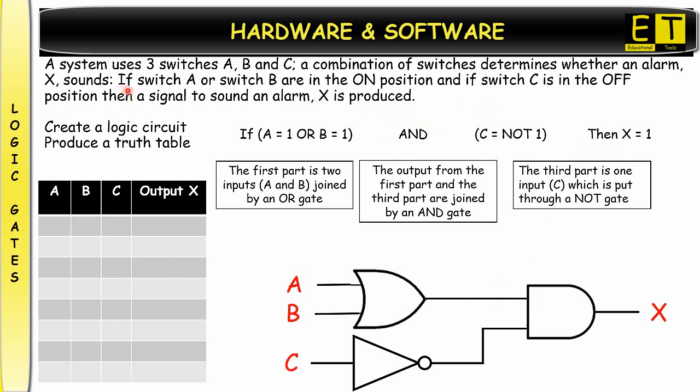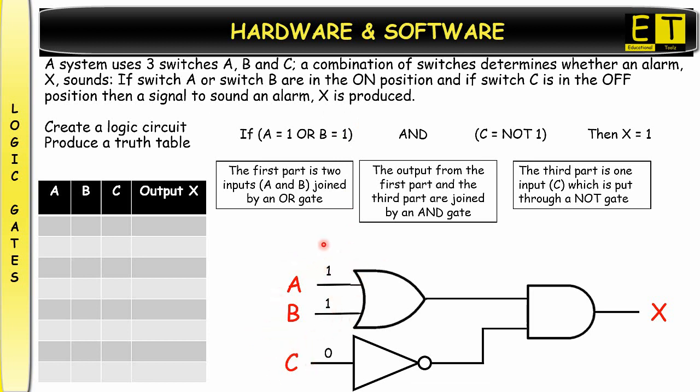It's stated in the statement, if switch A or B are in the on position and if switch C is in the off position, then a signal to sound an alarm X is produced. So let's put switch A and B in the on position. And let's put switch C in the off position.